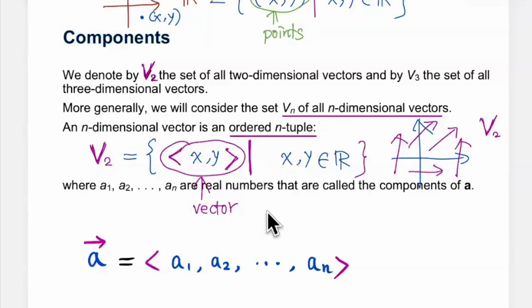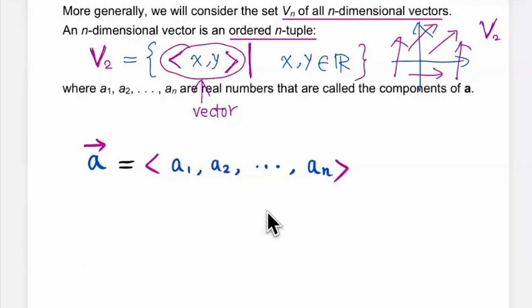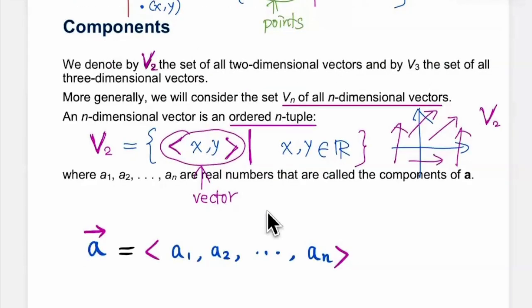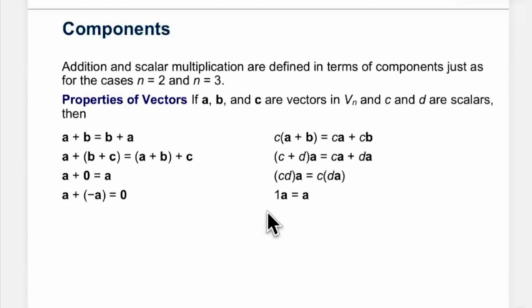And then similar with R3. What's R3? It's a 3D space. What are the elements in R3? Points, (x, y, z). What about V3? Vectors. Each vector has how many components? 3 components. Yeah, you guys got the idea. Good job.